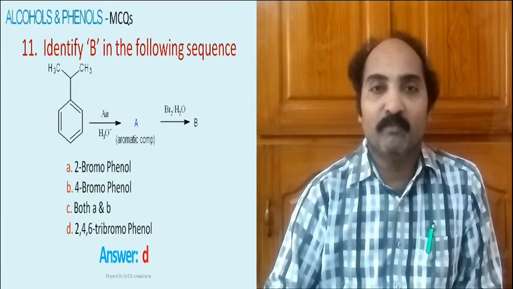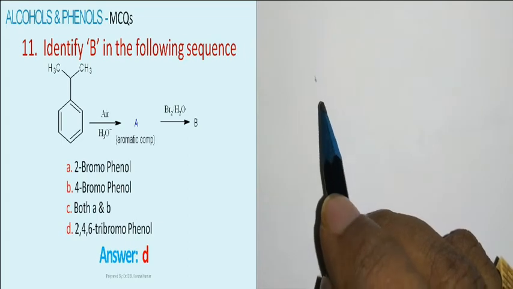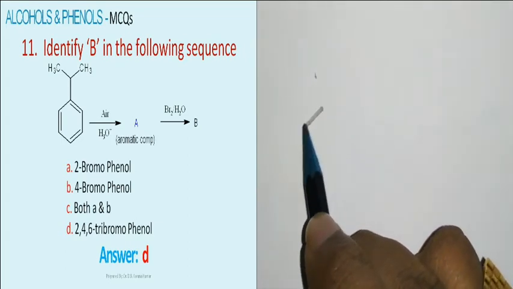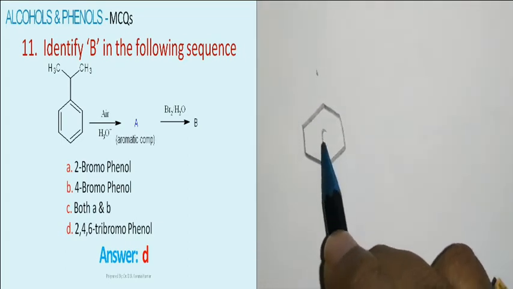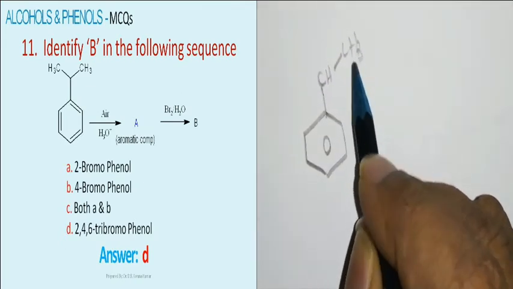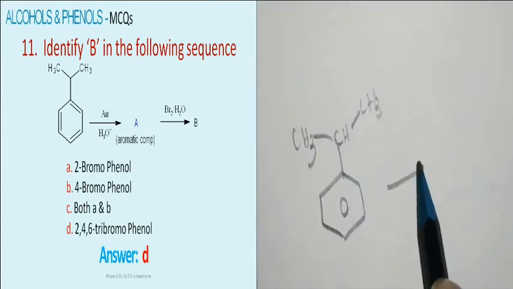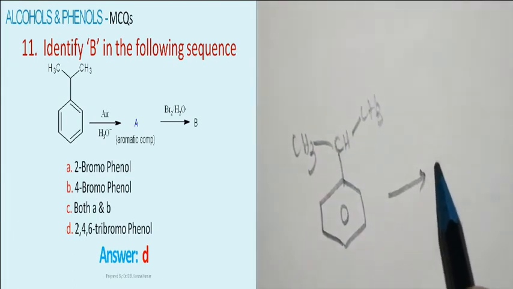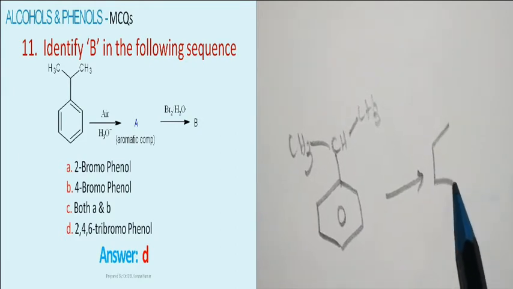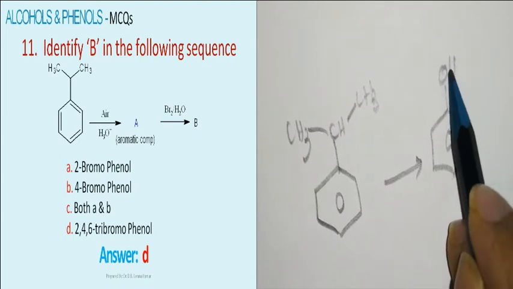Phenol is an aromatic moiety. The acetone that's obtained is a very important byproduct. In question number 11, he says cumene, which is also called isopropyl benzene, is reacting with aerial oxidation followed by hydrolysis. Therefore, it gives phenol and acetone. But aromatic compound, he says, therefore it should be phenol.